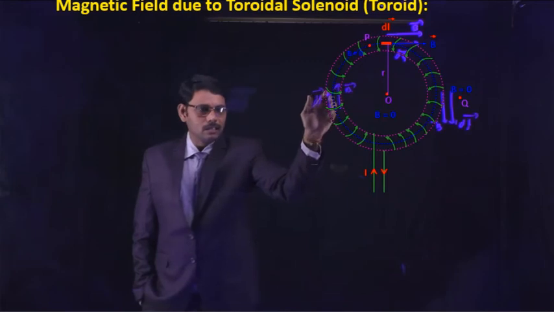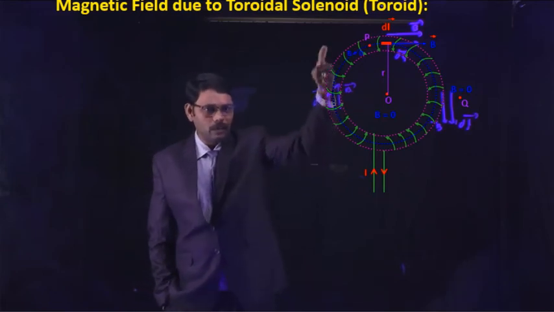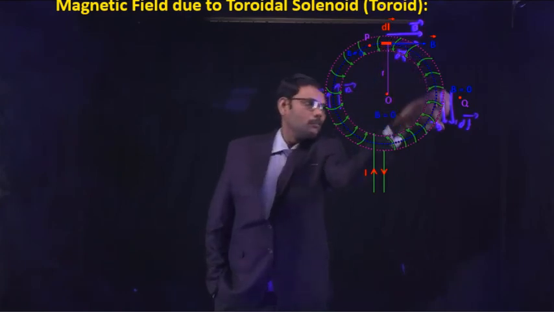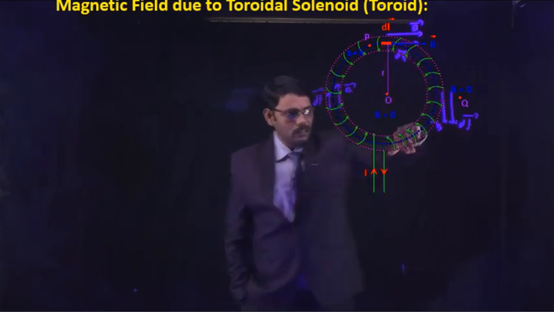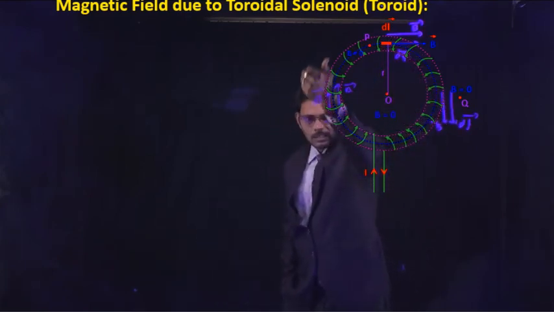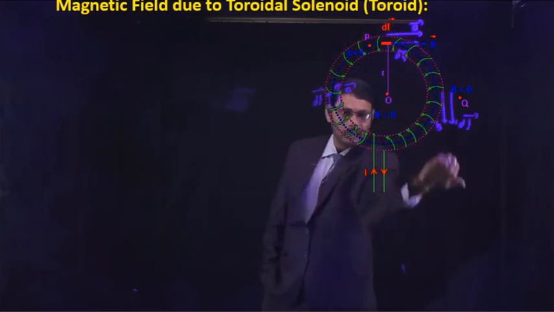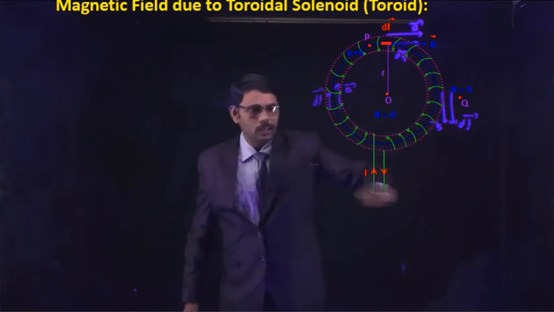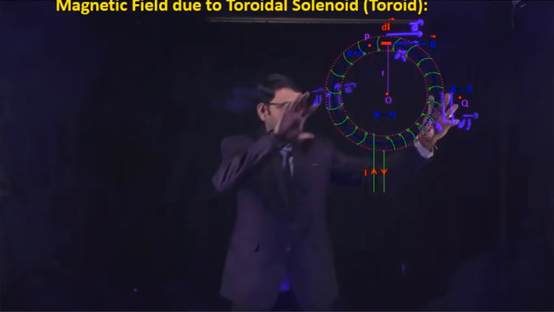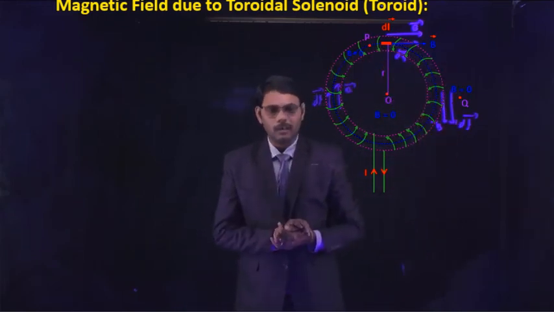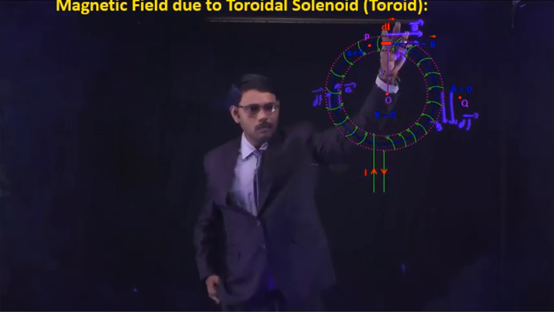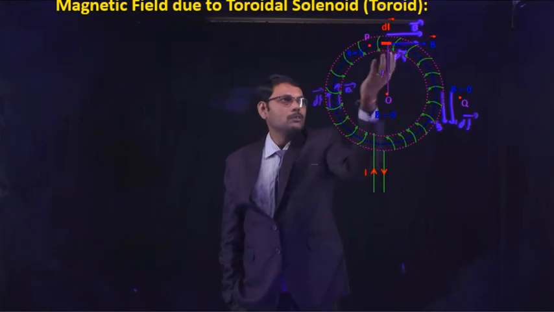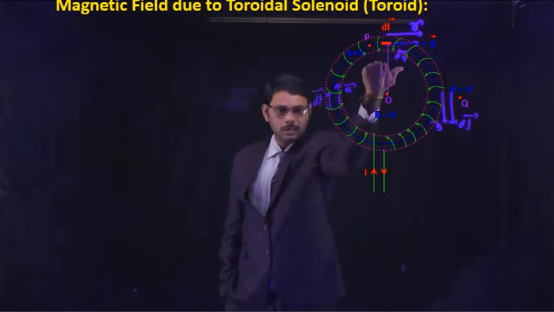Then when current is passing like this, if you consider the flow of current in the circular shaped loop, the magnetic field is like this. At each and every point, the magnetic field is tangential to the surface. Like this, we have the direction of the magnetic field. If you observe the topmost point, B bar is the magnetic field direction due to current passing through the circular shaped wire.